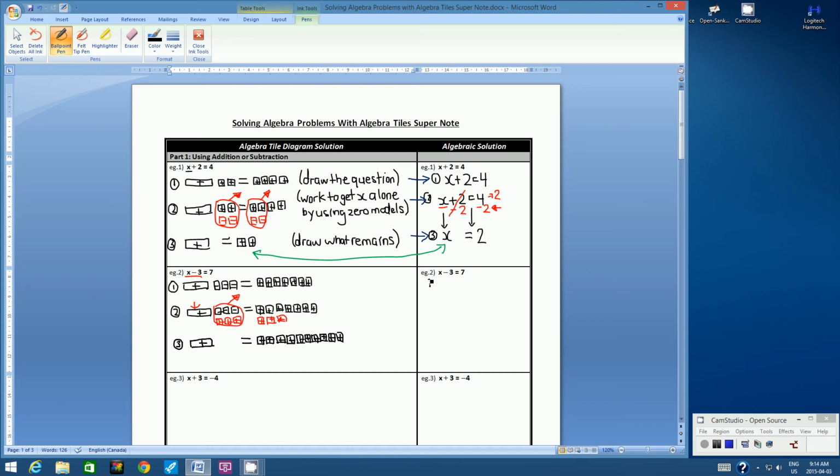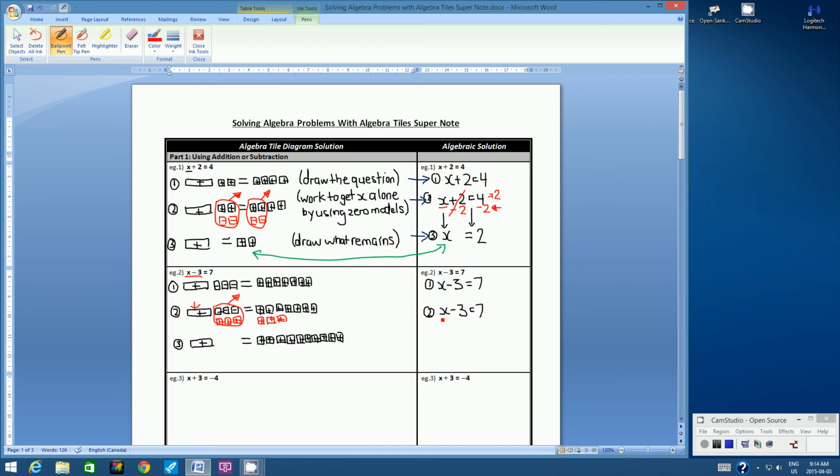So step 1. Step 1 is easy. You don't even have to think about your strategies yet, because we just copy the question. Step 2, we copy the question again, and then we start to think about our strategies. So we ask ourselves those same questions. What side of the equation is x on? It's on the left-hand side. So we're only going to focus on the left-hand side.